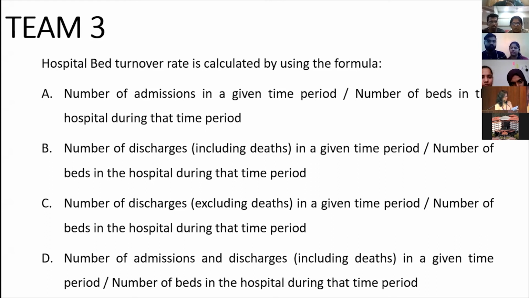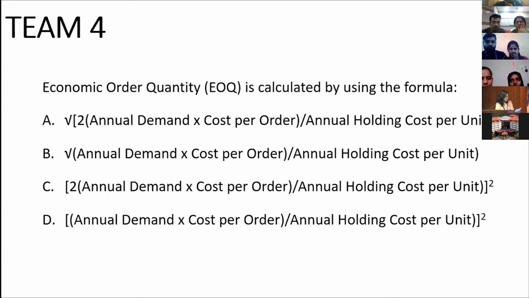Hospital bed turnover rate is calculated by using the formula. Ma'am, it is B. Number of discharges including deaths in a given time period, divided by number of beds in the hospital during that time. Very good. You get 20 points for that. And please don't take references or help from others. We can see you, all of you. Okay. Moving on to next, team 3.